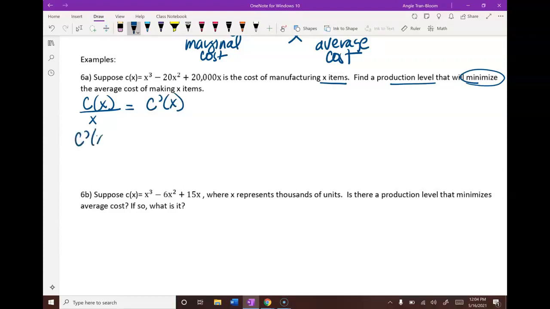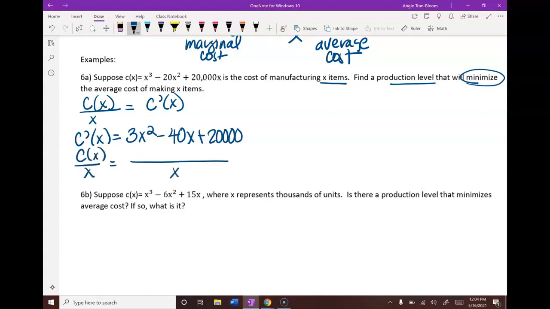Okay, so c prime of x equals, this should give us 3x squared minus 40x plus 20,000. Now we have to also find the average cost, which means we are going to take the function and then divide it by x. Well, your function is x to the third minus 20x squared plus 20,000x, and then we're just going to reduce the x. So now we have x squared minus 20x plus 20,000.